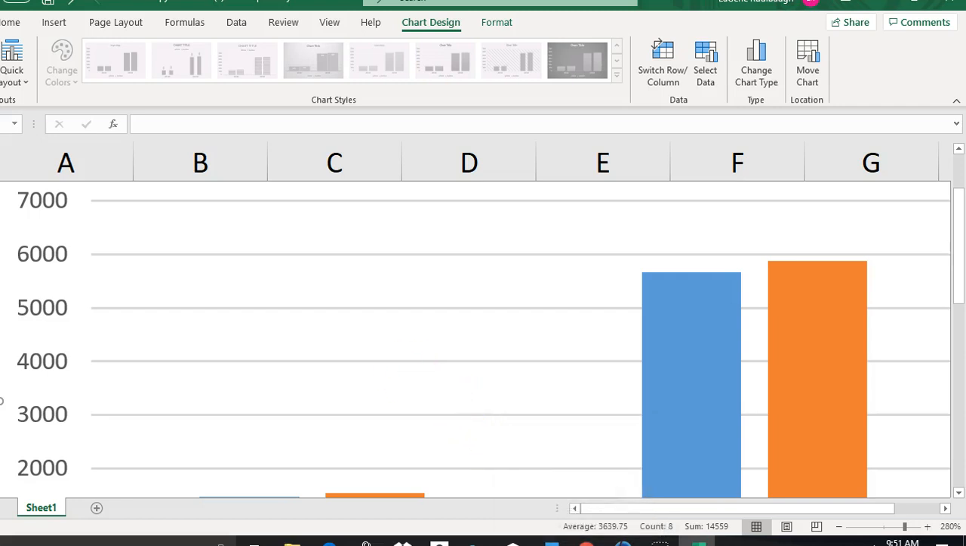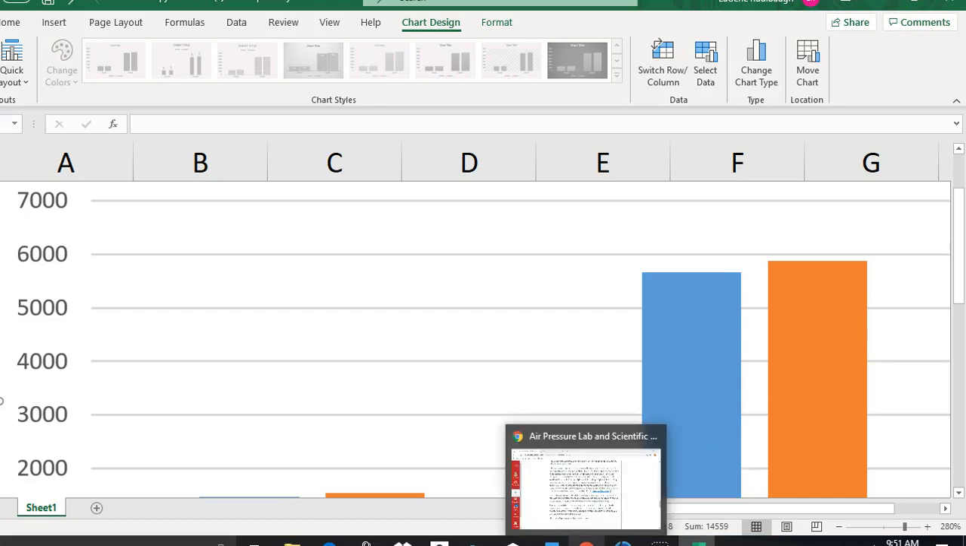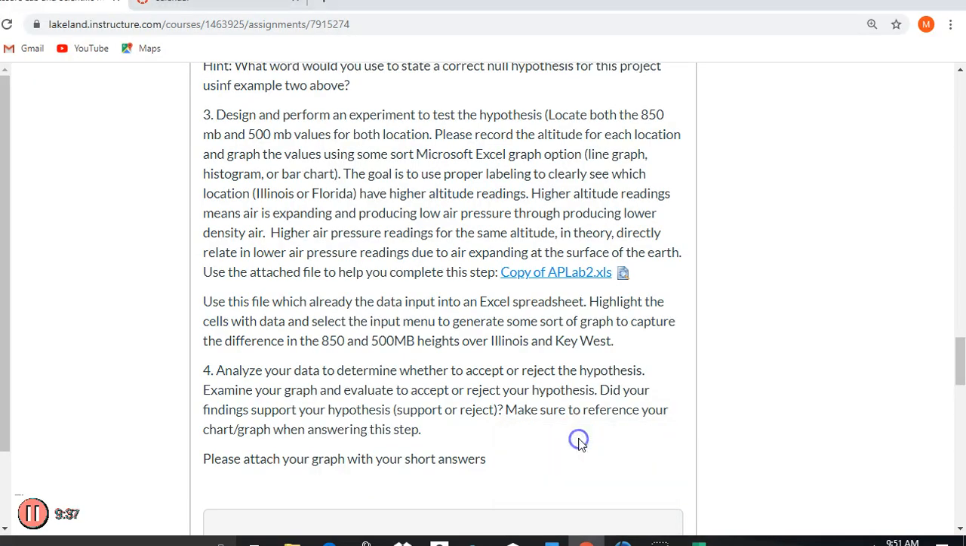You would go to File, Save As, and save that spreadsheet as a separate file and attach it with your graph, so you can verify that you did some analysis on step 3. On step 4, after you've looked at the data, and obviously the 850 millibar and 500 millibar heights are different, all you need to do is look at the charts. Do you accept or reject your original null hypothesis?